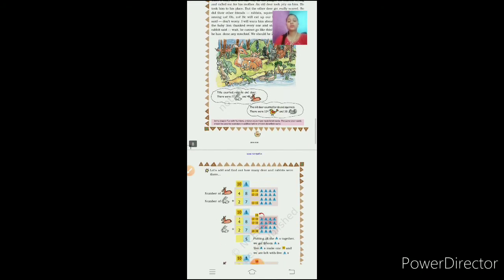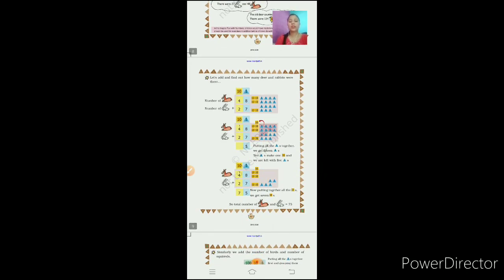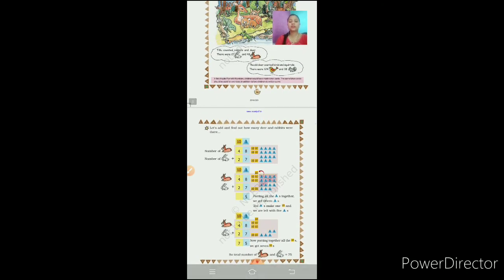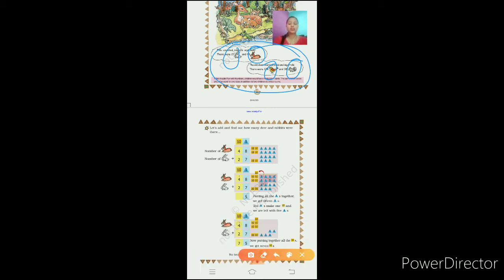When they start the counting, they found that the total number of deer are 48, the total number of rabbits are 27, and the total number of birds are 124. It is mentioned here: total number of rabbits are 27, total number of deer are 48, total number of birds are 124, and total number of squirrels are 36. So just add all these numbers and you will get the total number of animals in the jungle.